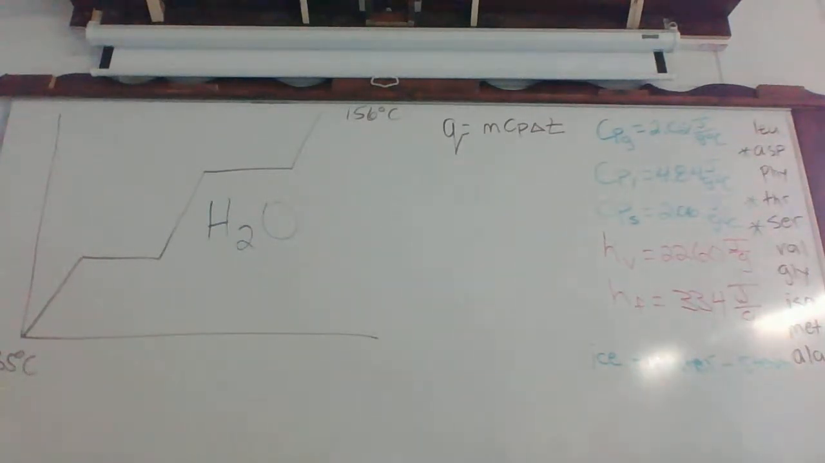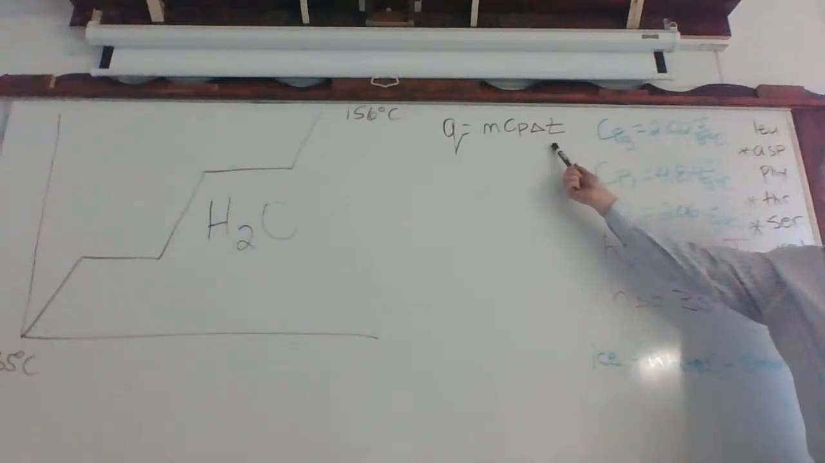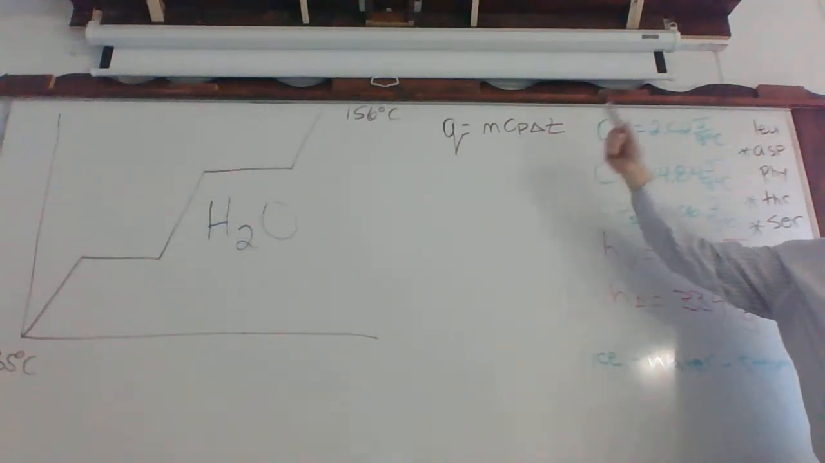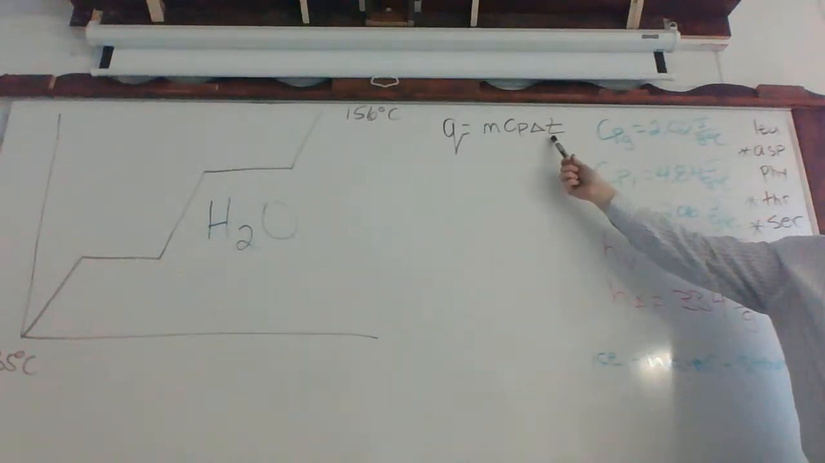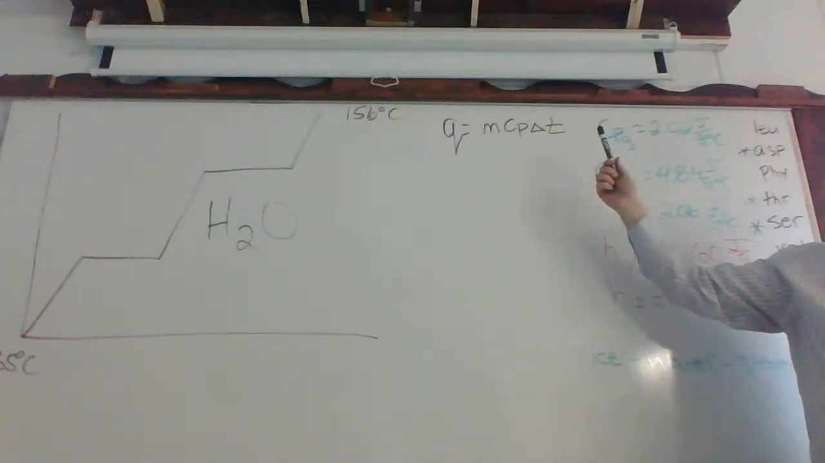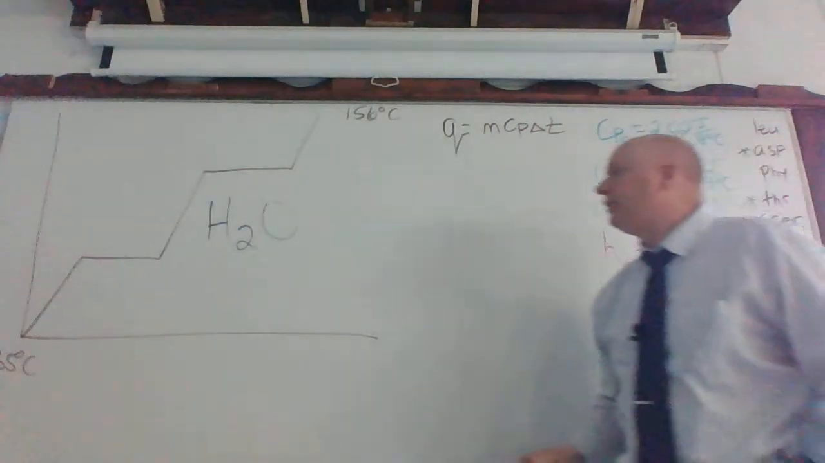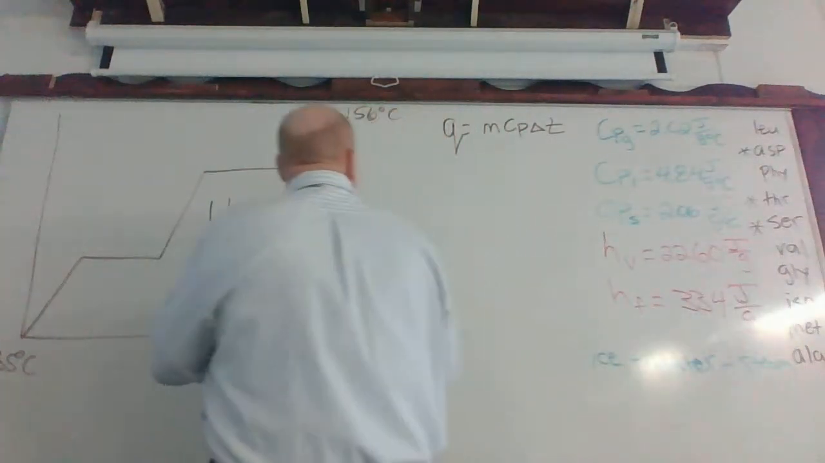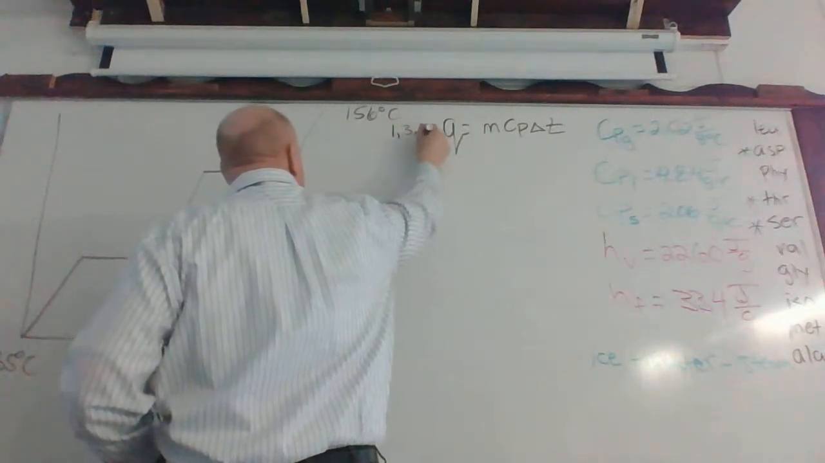Okay, and then triangle T then means what? Temperature range or change in temperature, which if you want to be more specific, you could write what minus what? The final temperature minus the initial temperature. Okay? So again, that is steps 1, 3, and 5.